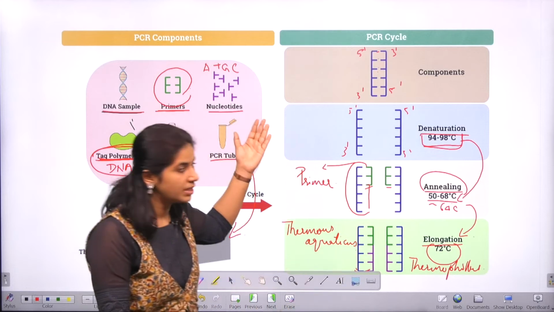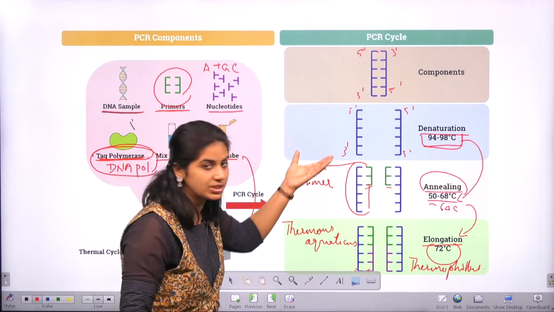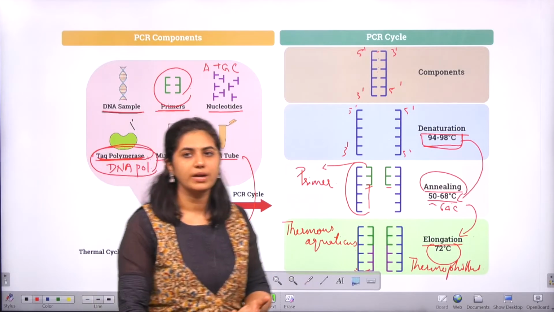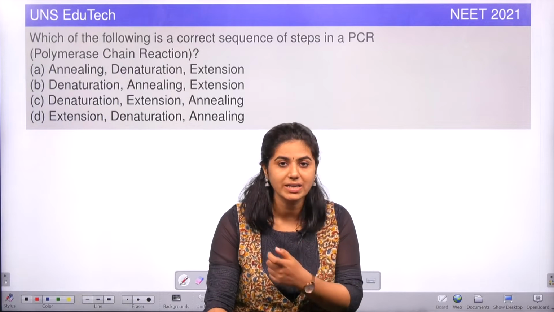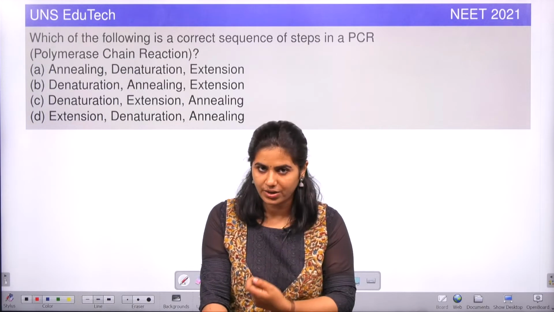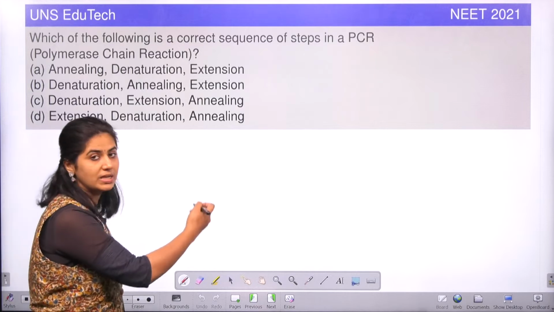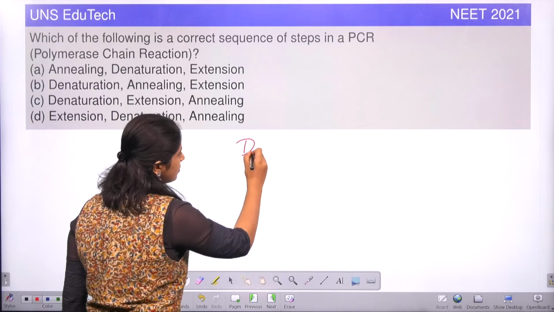So what are the steps in PCR or polymerase chain reaction? We have denaturation, annealing and elongation, right? Now let's go back to the question. Here the question is, which is the correct order of PCR, right? Now if you check the options, first let us write the proper order. What is the first step? It was denaturation, right?